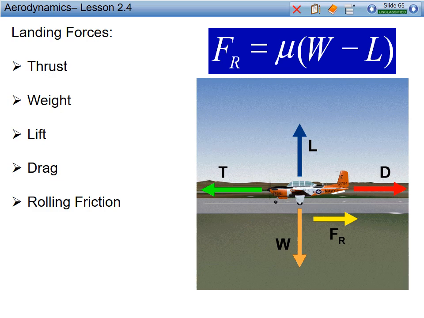Landing forces. Just like with takeoff, thrust, weight, lift, and drag all apply to the aircraft. And as soon as you contact the runway, rolling friction comes back into play. Remember, the four things that affect your coefficient of rolling friction are the runway type, runway condition, tire type, and braking application.